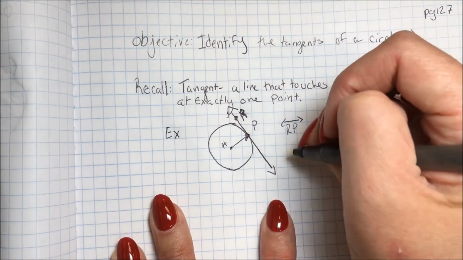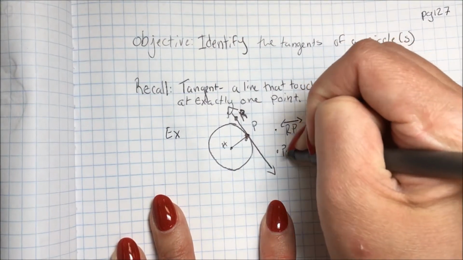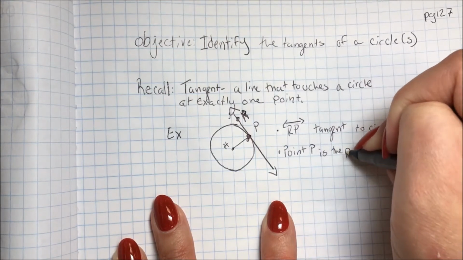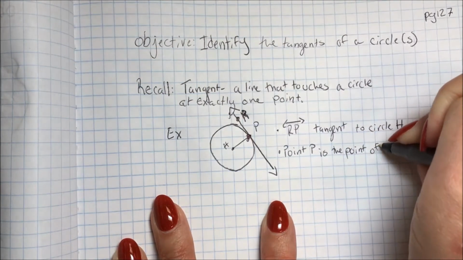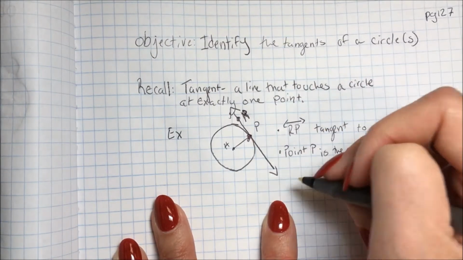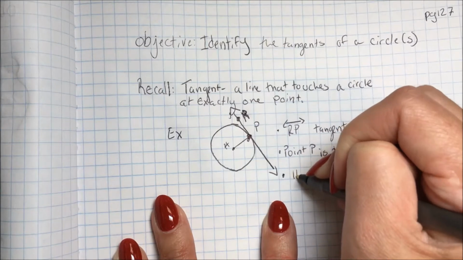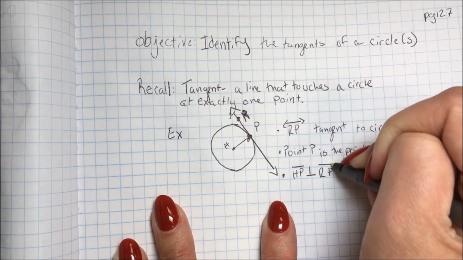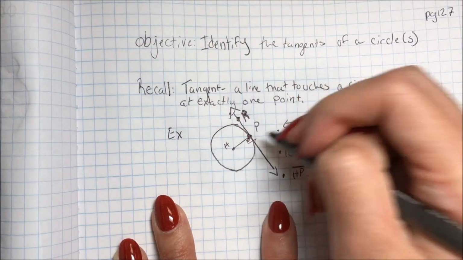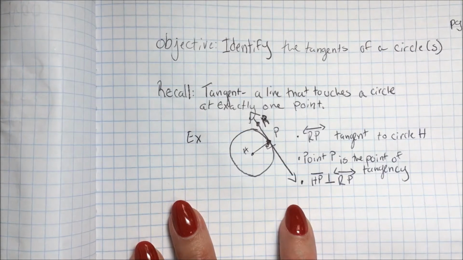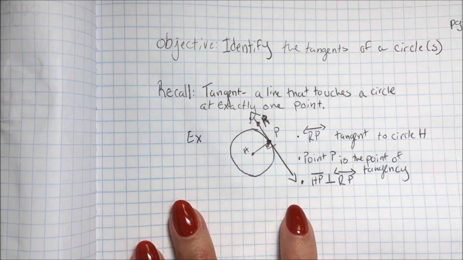Okay, and point P is the point of tangency, and we also know that the radius HP is perpendicular to the line RP. Cool fact, for every point on the circle, there's only one line that is tangent to that point.